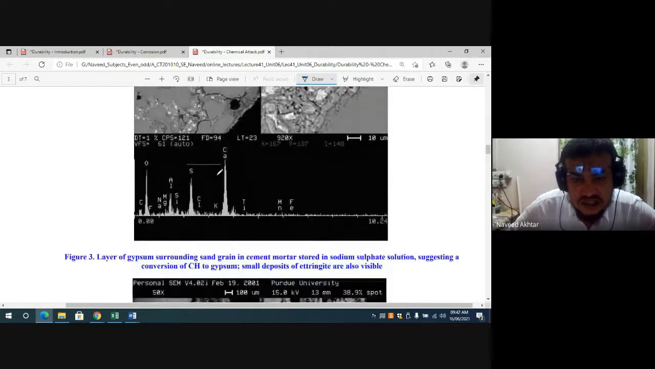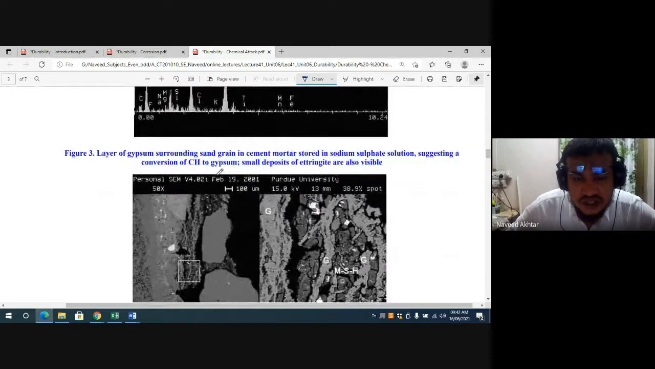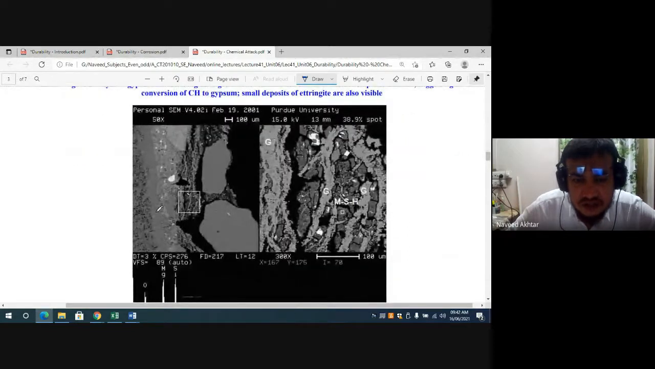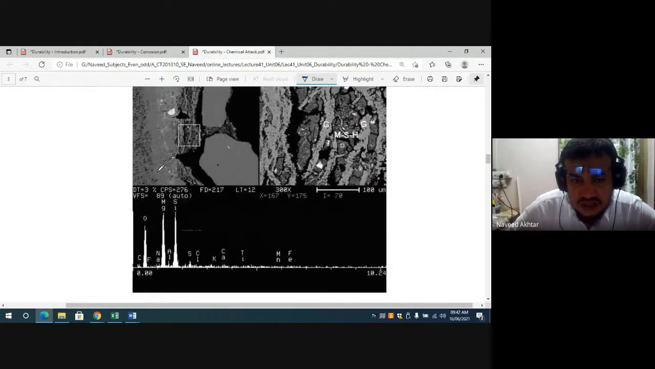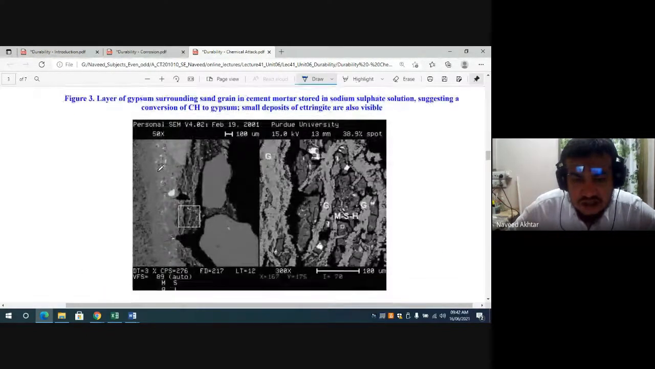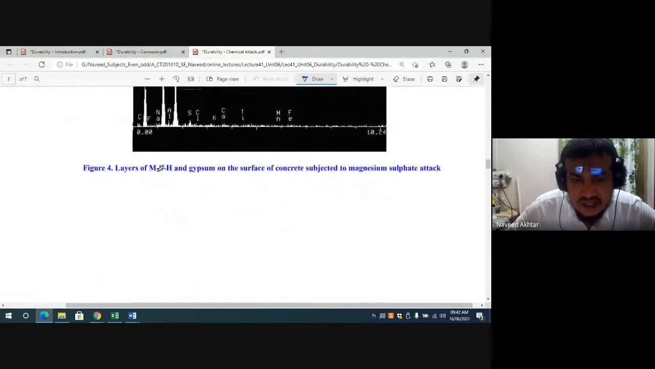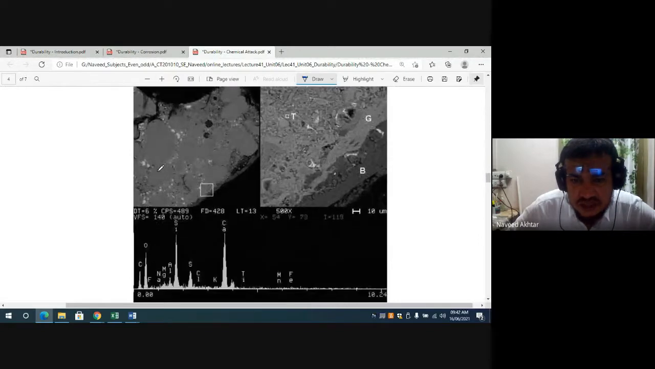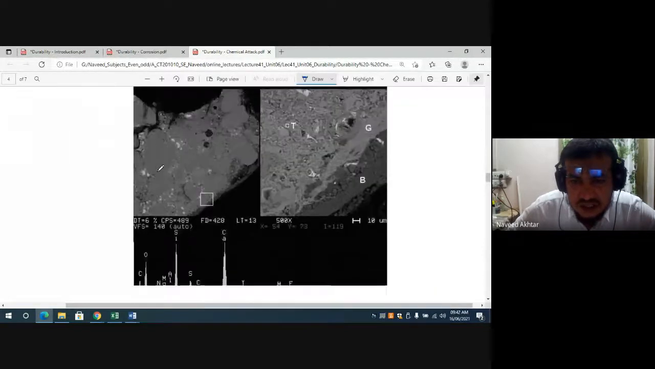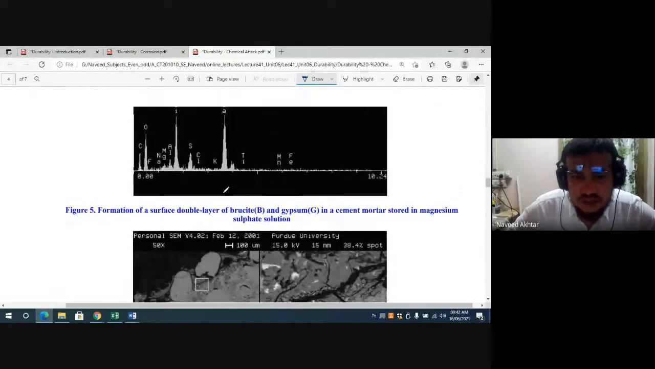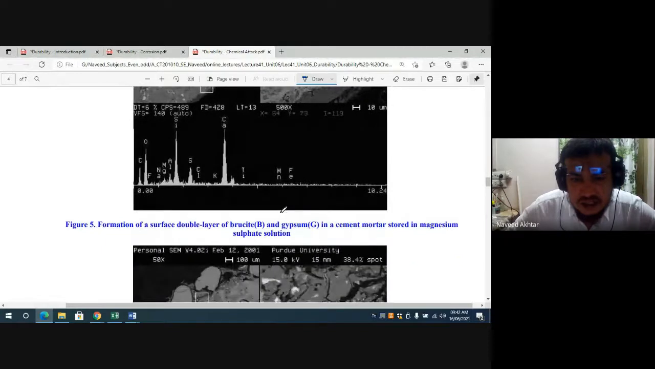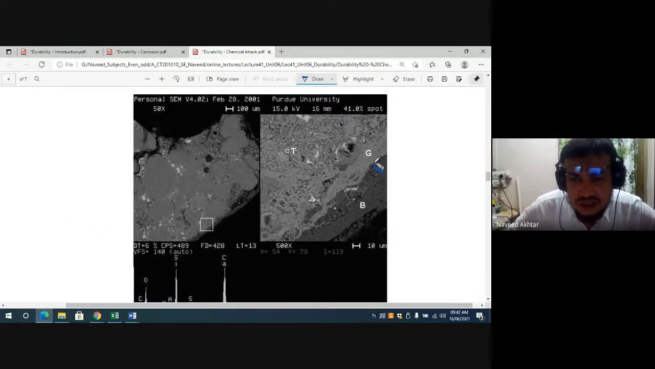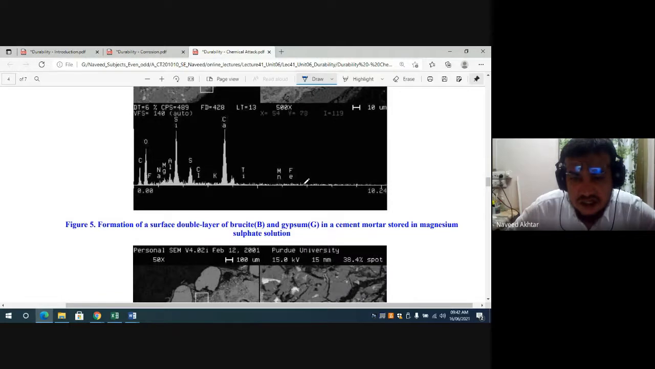So many such techniques are nowadays available. You can study the concrete inner surface or the surface also. You can do X-ray or gamma rays, or pass through analysis, and that will be able to study the microstructural part of your concrete. Okay, the Brucite B and the gypsum G. You can see these white patches.